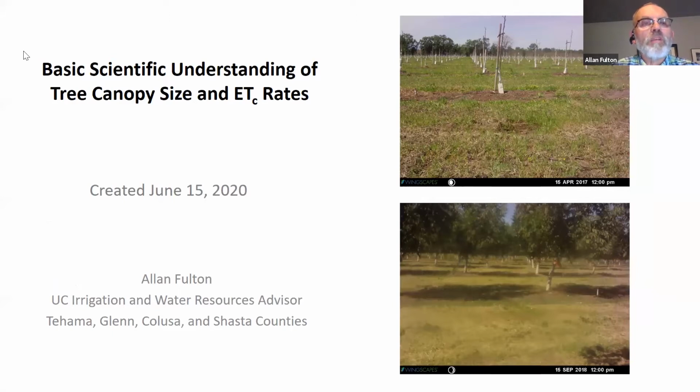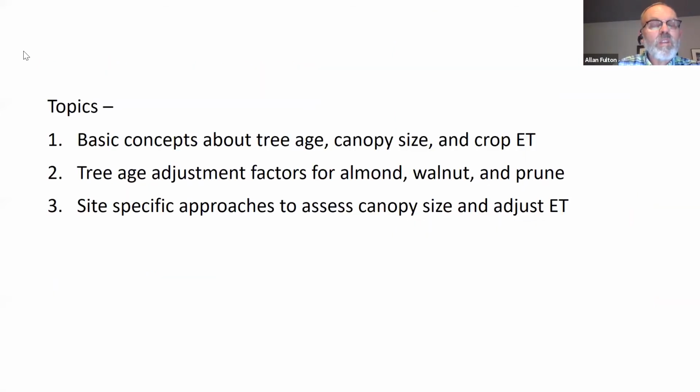Welcome to this tutorial on the basic scientific understanding of tree canopy size and its effect on ET rates. In this tutorial, I'll review the basic concepts about tree age, canopy size, and crop ET. I'll suggest some adjustment factors for almond, walnut, and prune that are based on tree age. These are general in nature. Then we'll discuss some approaches to develop site-specific estimates of canopy size and adjustments for ET, which you may prefer.